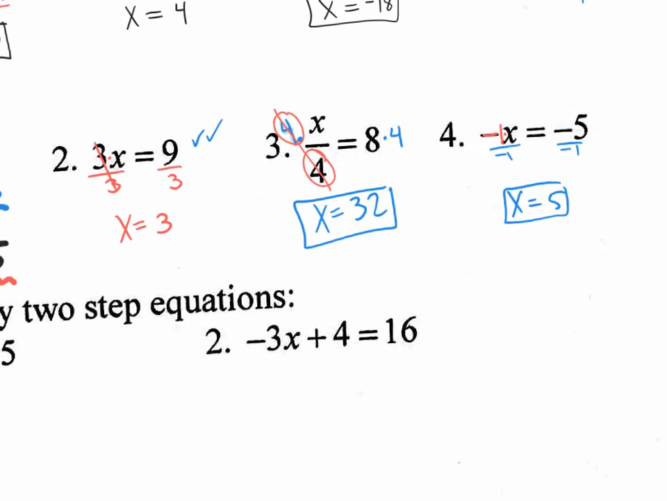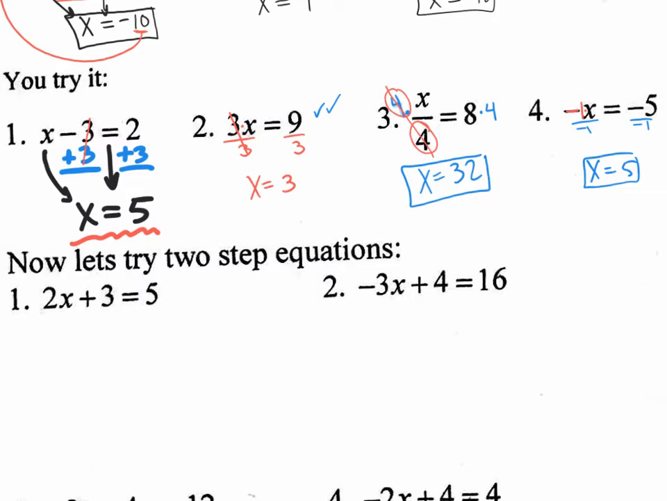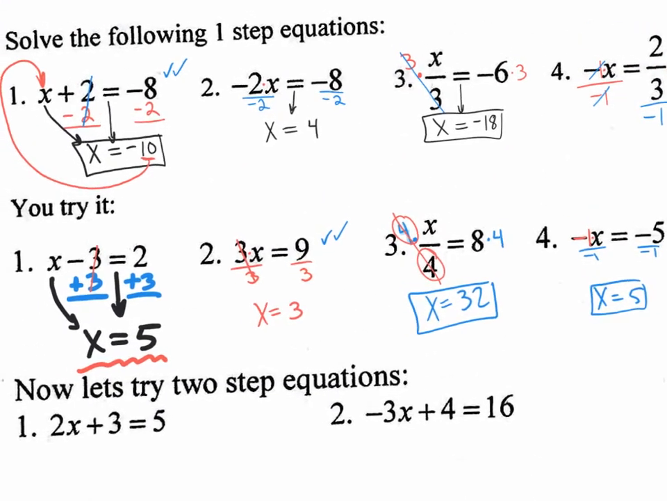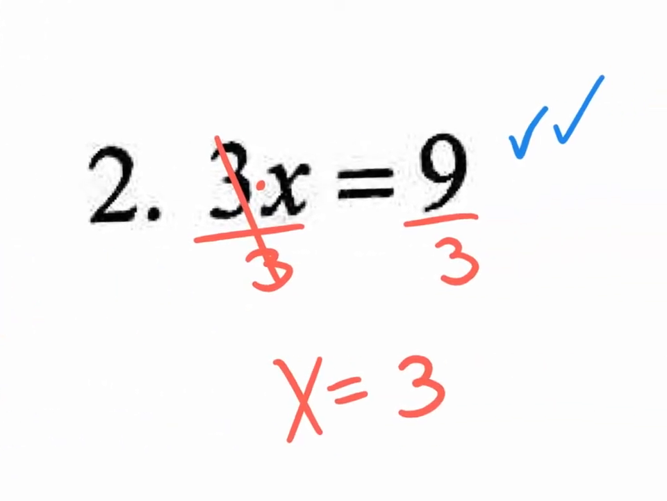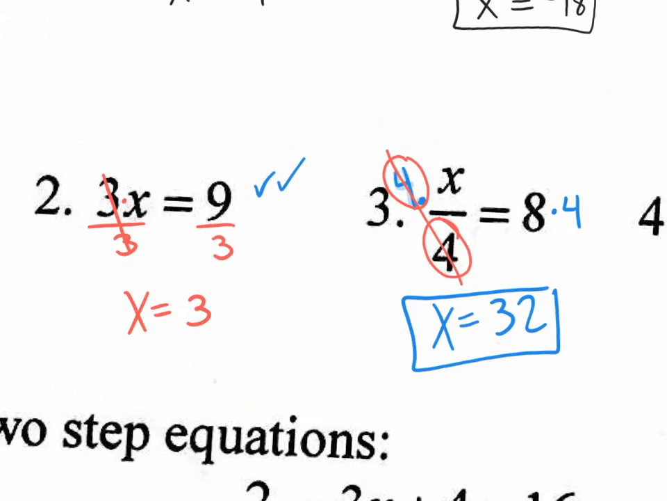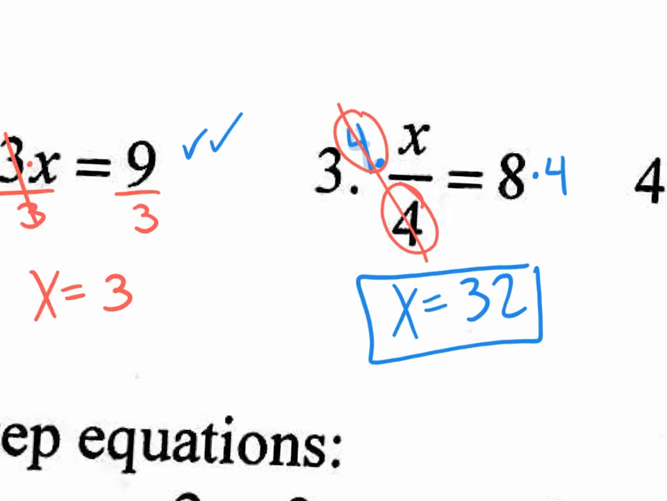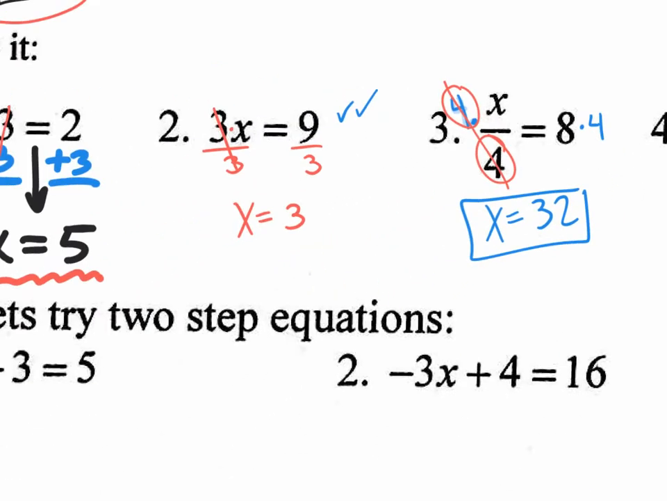Anyway, this is what we're doing today, just one-step equations. We're going to be adding to get rid of subtraction. We're going to be multiplying. We're going to be dividing to get rid of multiplication. We're going to be multiplying to get rid of division. So we're going to be doing the opposite, and it's going to be simple one-step equations.